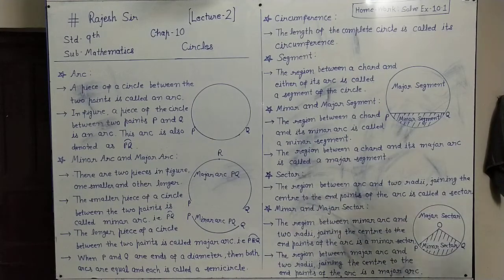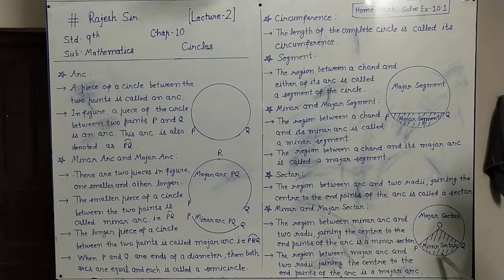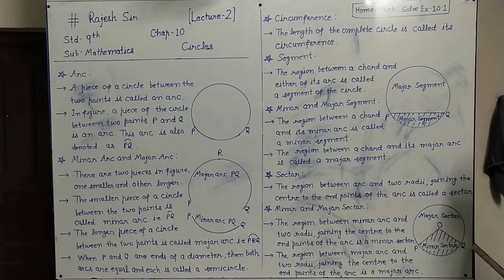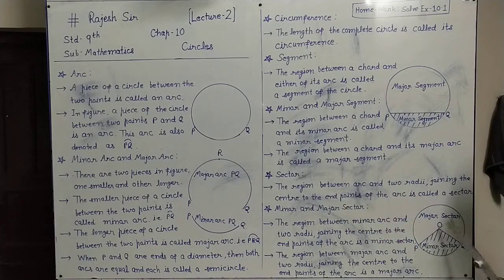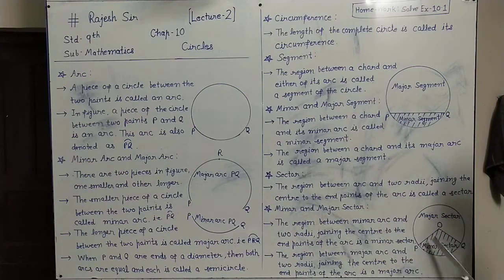Next is sector. We consider this figure. Let PQ be an arc, and OP and OQ two radii joining the center to the endpoints of the arc. Then this part of the circle is called a sector. In this also, we have to define minor and major sectors.